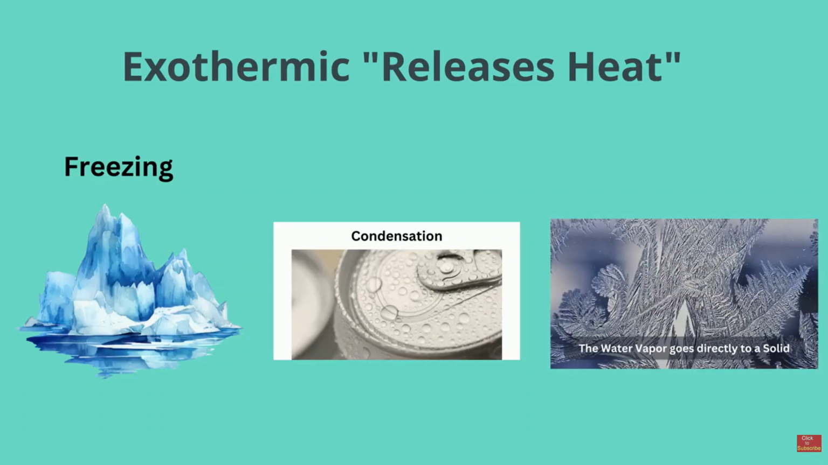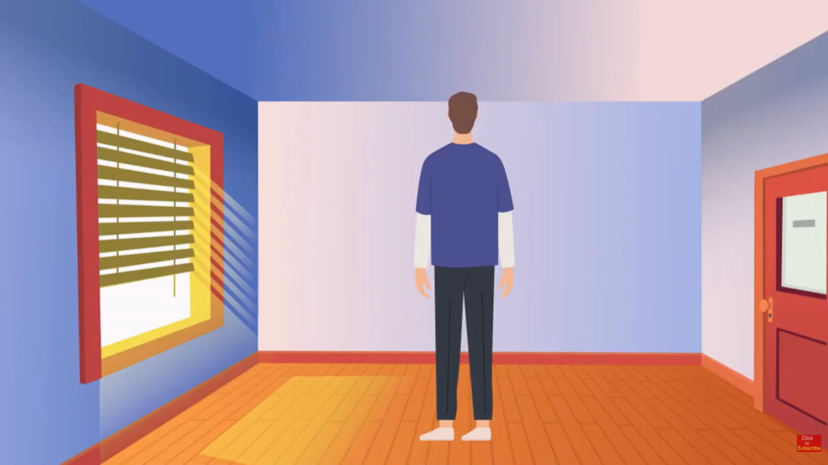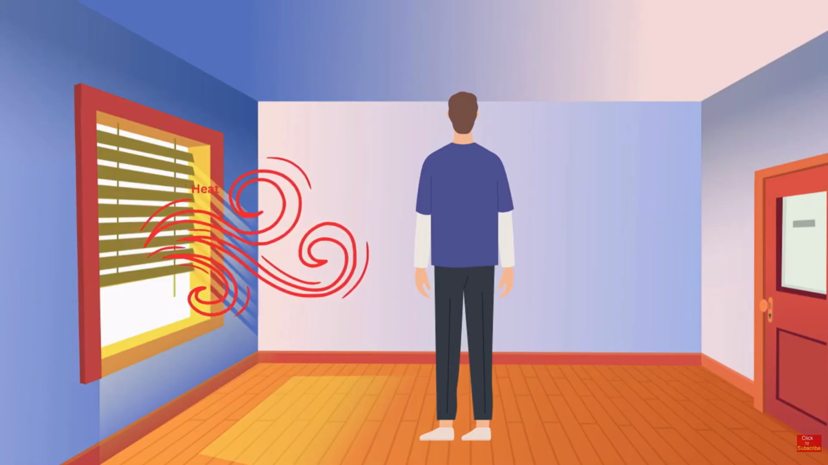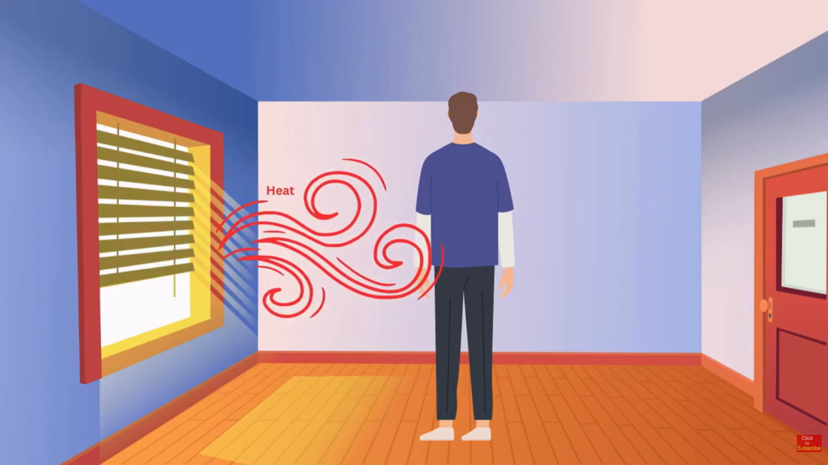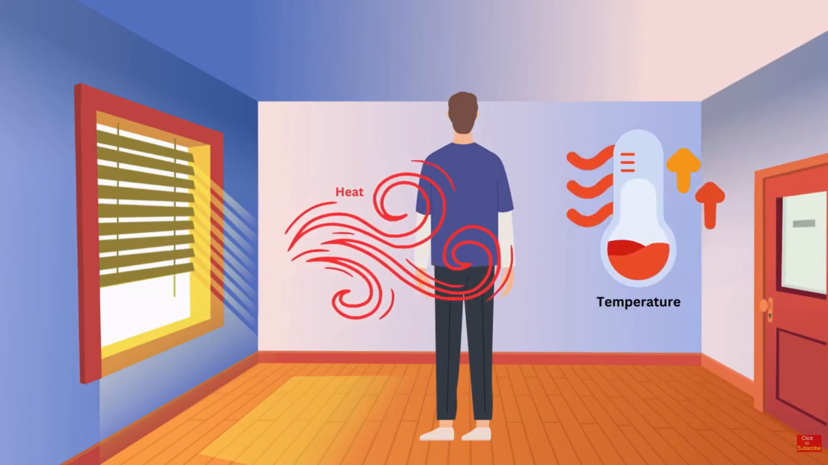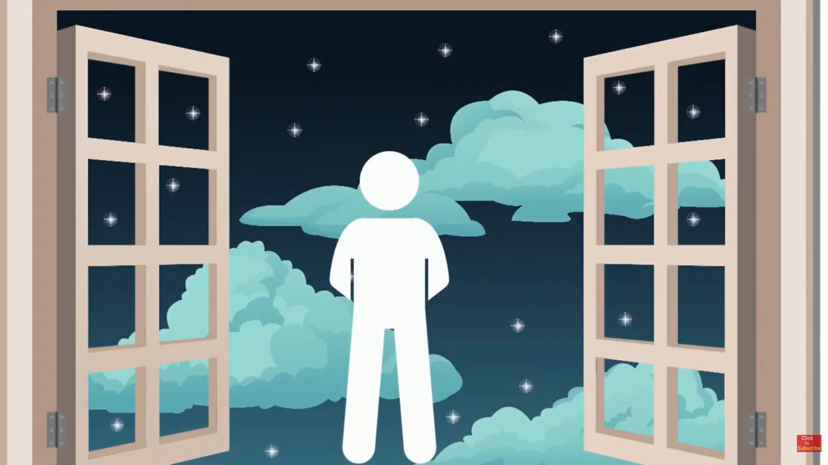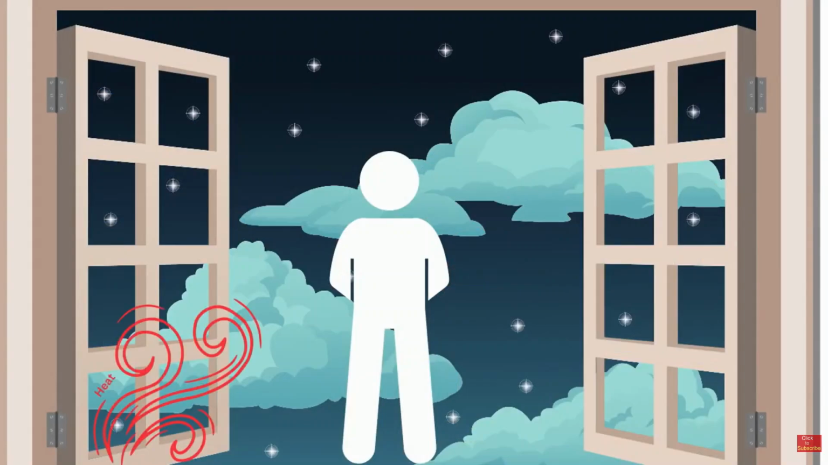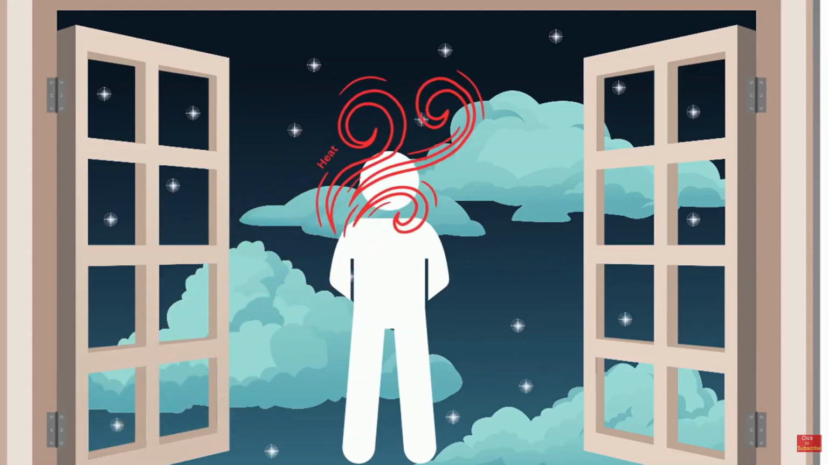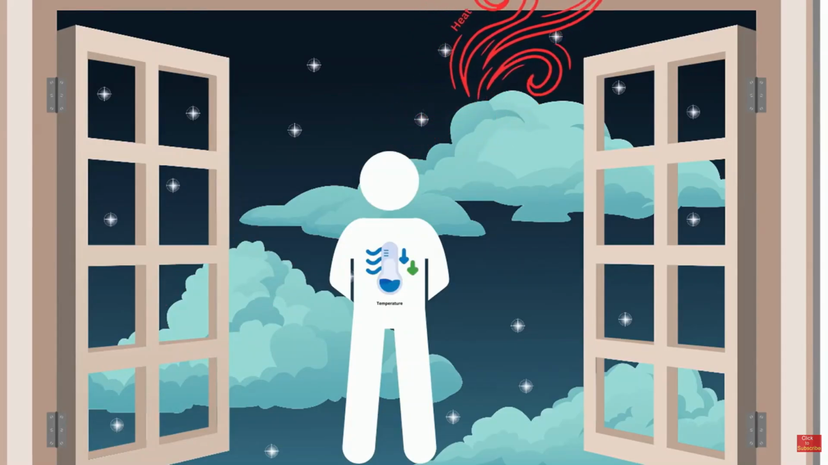A helpful way to remember the difference is as follows. Imagine you're sitting in a room with a window. Endothermic sounds like into, so warm air will flow into the room. As the warm air flows into the room, your temperature will increase. Exothermic sounds like exit, and again you're in the room and warm air will exit the room. And as warm air exits the room, your temperature will go down.